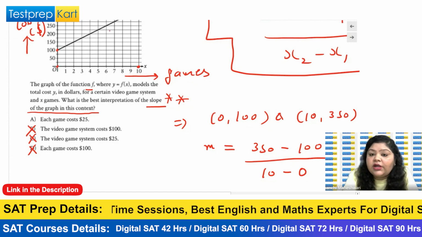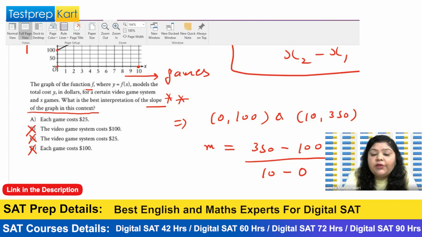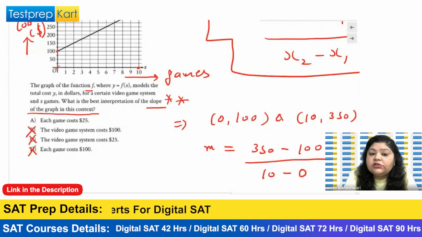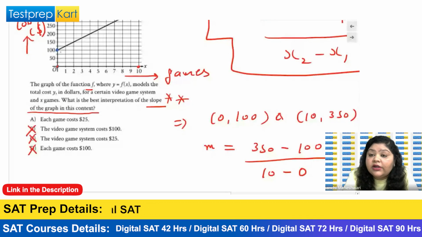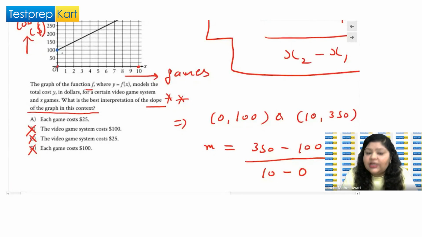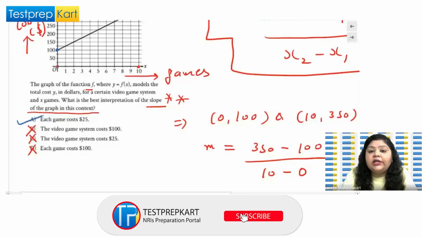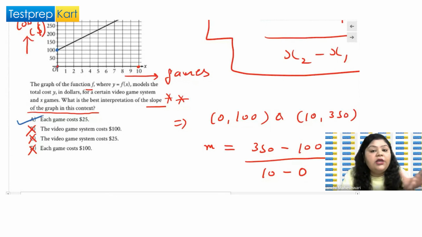See, have a look at the graph. Let me change the color of my pen. Even when there is no game present, that means when the x value is 0, the value of y is 100. So obviously it cannot be less than 100. Are you getting my point? So definitely that cannot be the video game cost. And that is why option A is the correct one, which means each game costs $25.